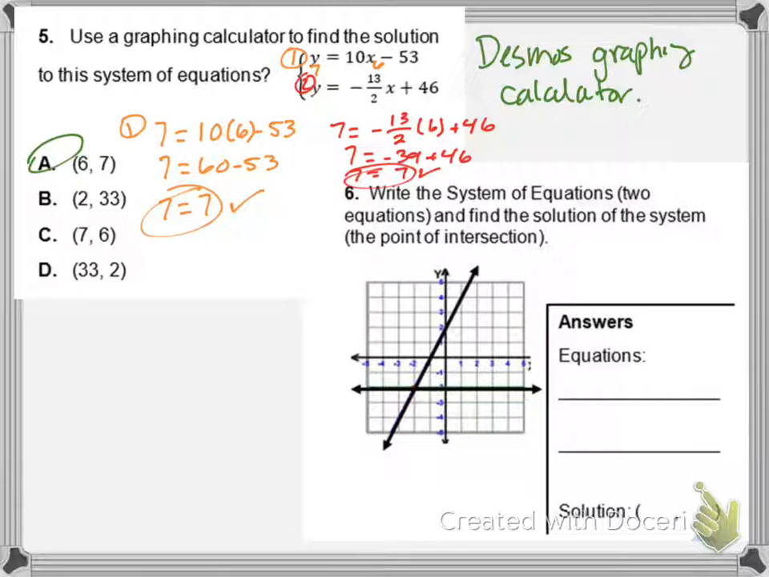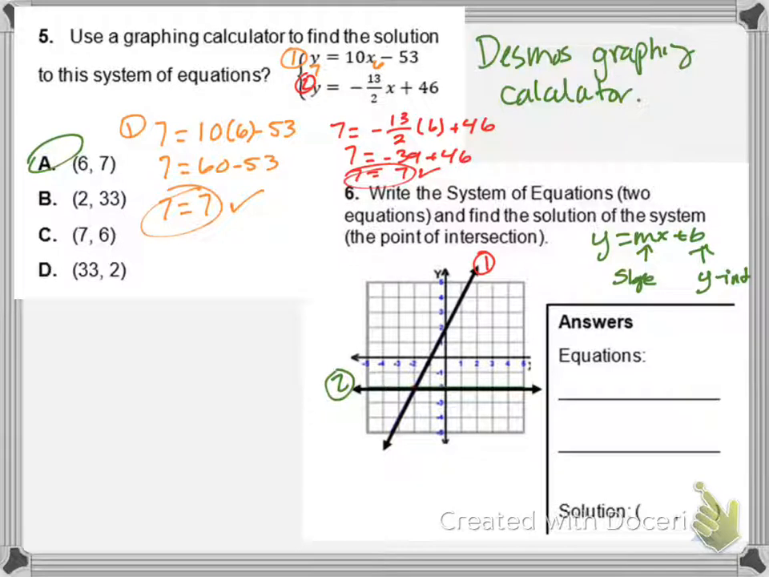Okay, it's pretty cool. Number 6, it says, write the system of two equations to find the solution of the system, the point of intersection. So here, let's go ahead and just number our equations. I'll do red for number 1 and green for number 2. Okay, so for the first equation, they're asking for y equals mx plus b, right? y equals mx plus b, where m is your slope and b is your y-intercept.